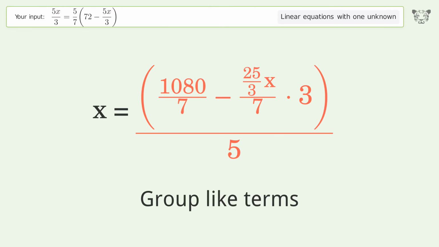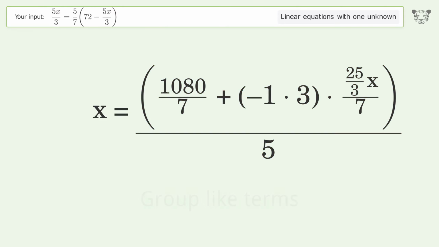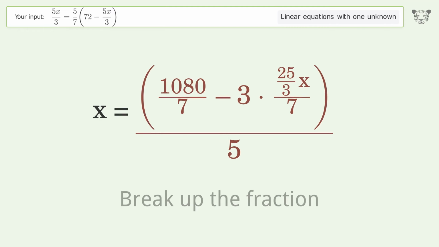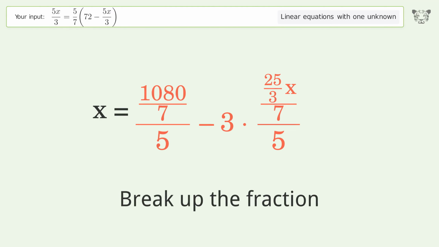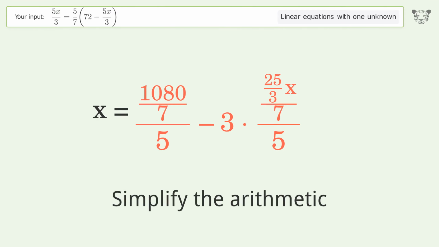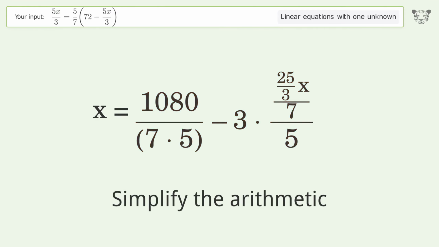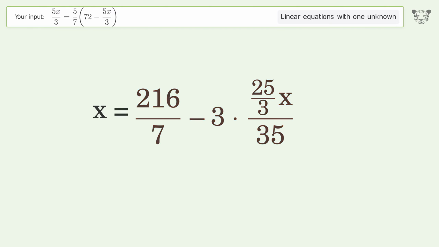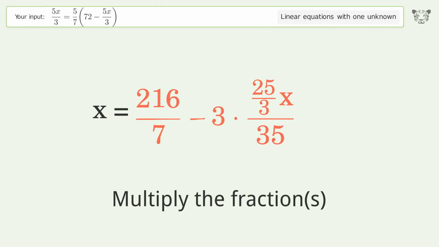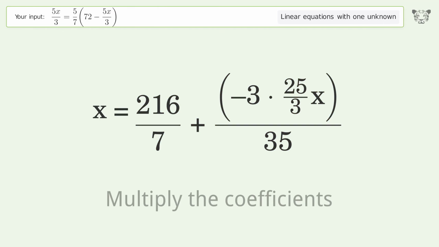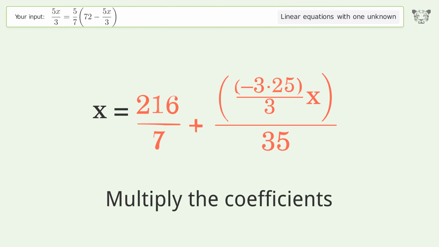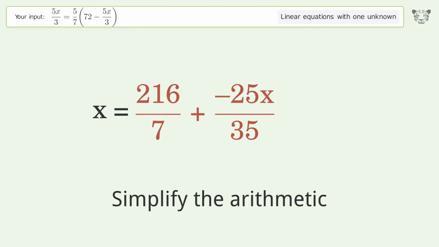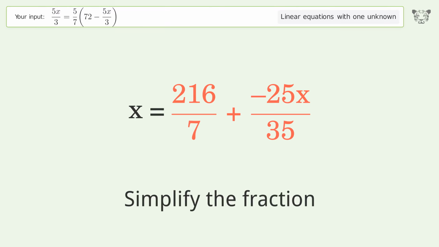Group like terms. Multiply the coefficients. Break up the fraction. Simplify the arithmetic. Multiply the fractions. Multiply the coefficients. Simplify the arithmetic. Simplify the fraction.